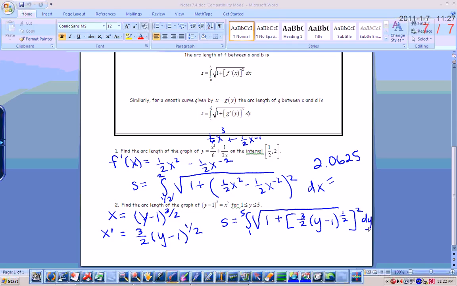And I recognize that something to the 1/2 power, when you square it, it's just going to be to the power of 1. But what else would you have to square if you're going to do that in your head? 3 halves. So you'd have to do 9/4 times y minus 1, which is fine, but just make sure that you do that. And if you type that into your calculator, you get 9.073. And that, my friends, is as hard as it gets.